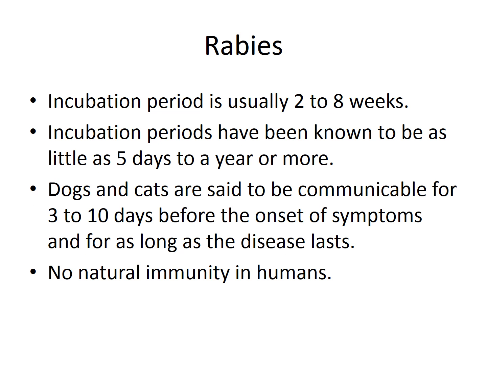The incubation period is usually 2 to 8 weeks. It has been known to be as little as 5 days, or as long as 1 year, or even longer. Dogs and cats are said to be communicable for 3 to 10 days before the onset of symptoms, and for as long as the disease lasts. There is no natural immunity for humans, so basically you're not going to be carrying any sort of immunity to rabies. If you get bit, you're getting rabies.